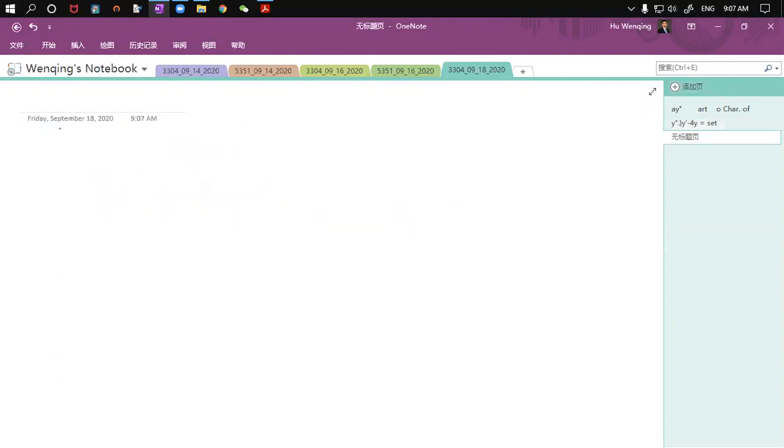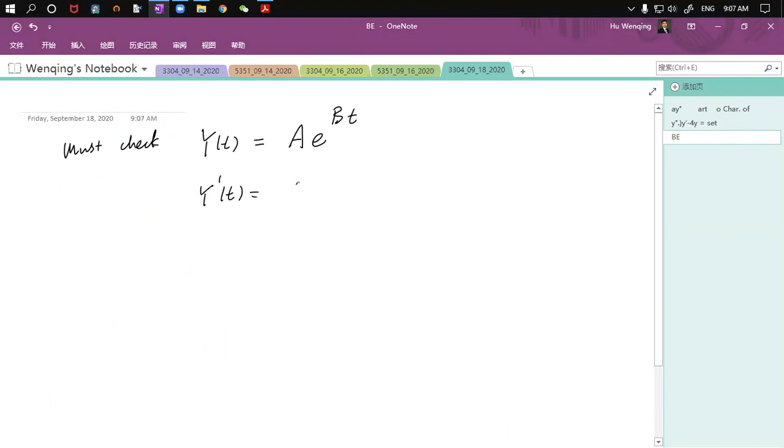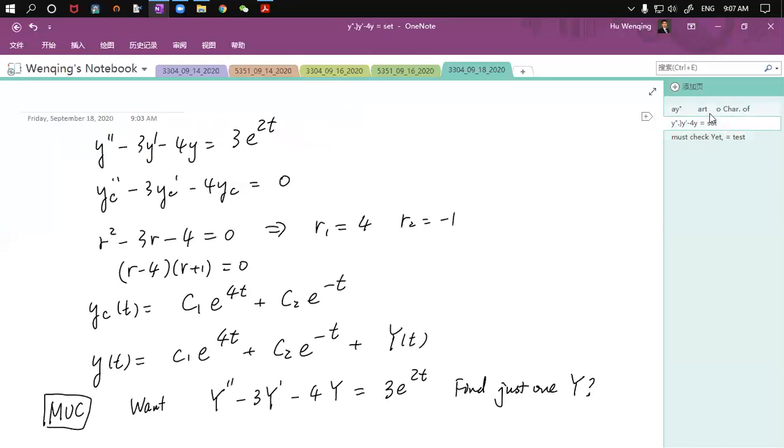So that means you must check y of this form. It must be an exponential function, but it might have some coefficient. So let's say a e to the power of bt. You take a derivative of that exponential function. So y prime of t is a b e to the power of bt, and y double prime of t is equal to a b squared e to the power of bt. The exponential is always retained. But if you linearly combine them, it must look like 3 times e to the power of 2t.